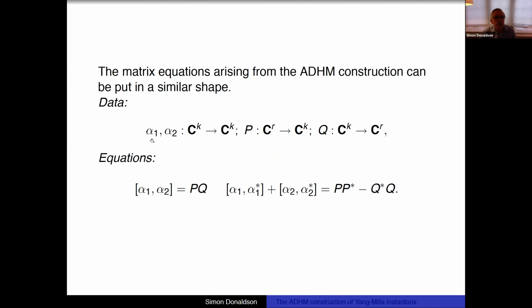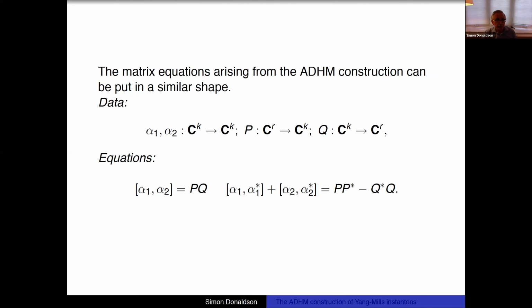Your data consists of a pair of linear maps from C^k to C^k, call them alpha 1 and alpha 2, a map P from C^r to C^k, and Q from C^k to C^r. So there are 4 different complex matrices as our data. And the equations which all this monad theory leads to can be expressed in the following way: the bracket of alpha 1 and alpha 2 is P composed with Q, and the sum of these other terms is PP star minus Q star Q.